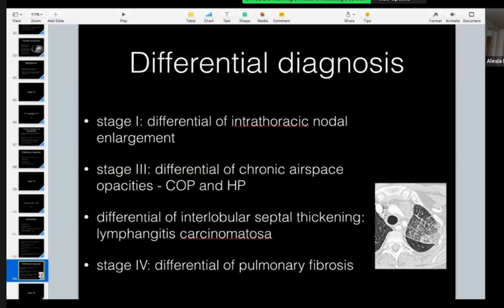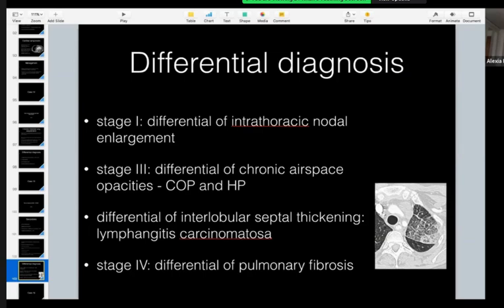The differential of interlobular septal thickening, which we didn't see much of here, but it's also a lymphangitic process, would be lymphangitis carcinomatosa, typically in a patient with a known malignancy, with a significant interval increase in size of the primary tumor and infiltration into the vasculature and into the lymphatics.